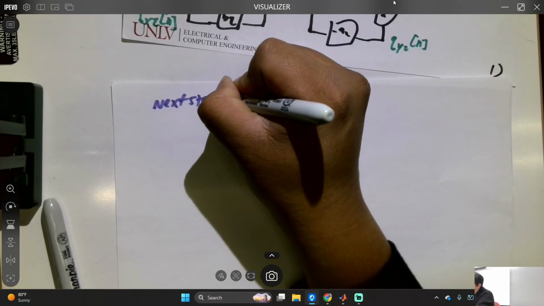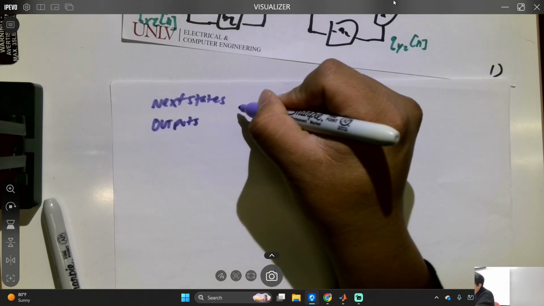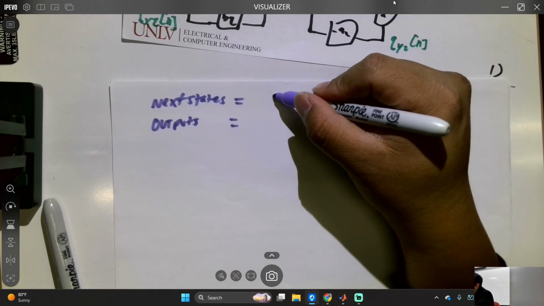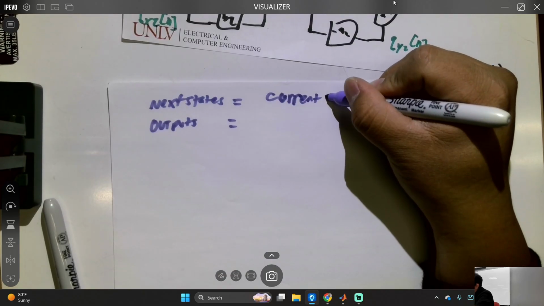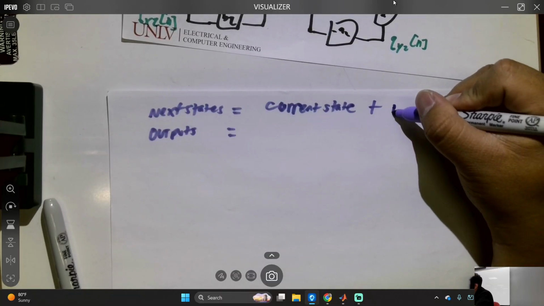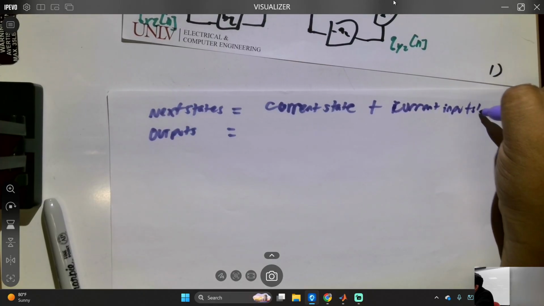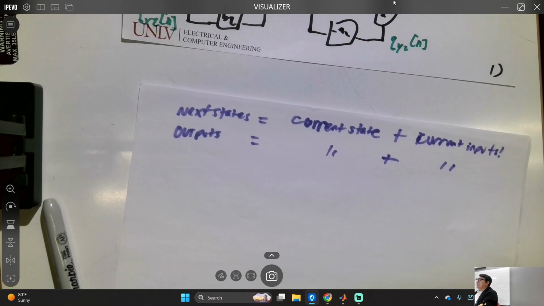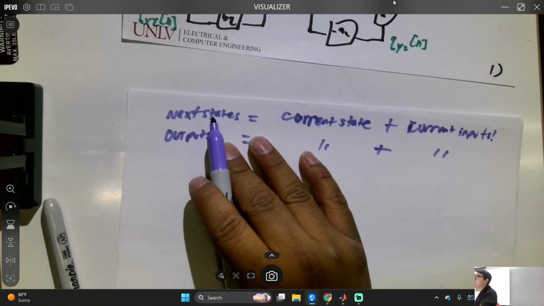Next states and outputs can be given equal by current state and inputs. And then same thing here. Cool? Everyone understanding what I'm trying to do? Current states, current inputs. That's all I want to solve for these next states and these outputs.